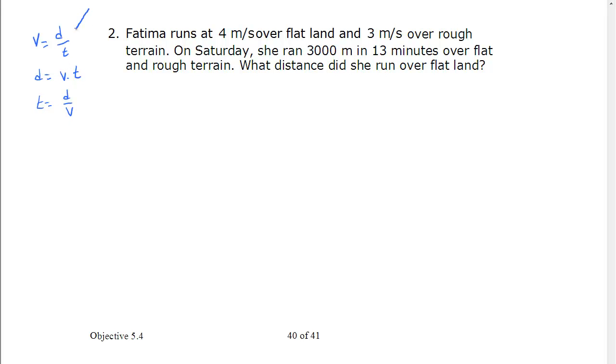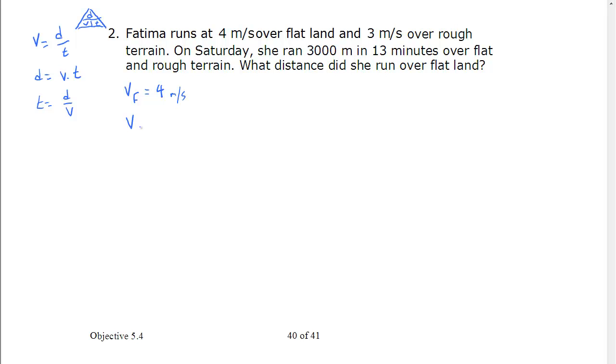For some of you, you remember it using the triangle. If you're not sure what I mean when I draw this, don't worry about it. But if you do, then we have V there, D there, and T there. And that gives us our three relationships, and these will be useful in this problem. So we have Fatima running at 4 meters per second over flat land. So the speed over flat land is equal to 4 meters per second.